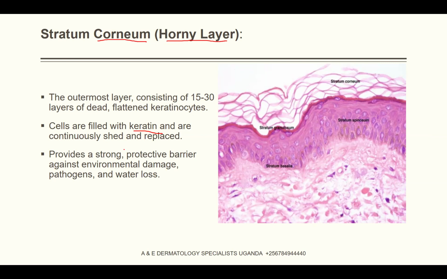So the major function here is that this cell layer provides a very, very good barrier against environmental damage and pathogens, and prevents epidermal water loss, or water loss from your skin to the surrounding through conduction, convection, and radiation. So we prevent heat loss and water loss because of this layer we call stratum corneum.